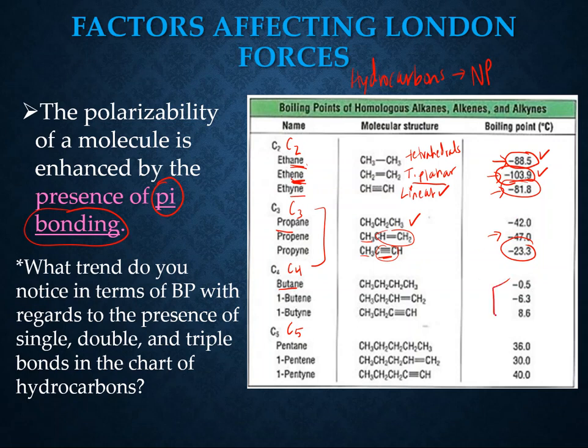Same trend happens with the four carbons, the butane, butene, butyne. Butyne being the strongest with the highest boiling point, and also the pentane, pentene, pentyne. You can see here the triple bond, and it has the highest boiling point out of the three. So the pi bonding does affect it because it affects the shape, which is going to affect the polarizability.